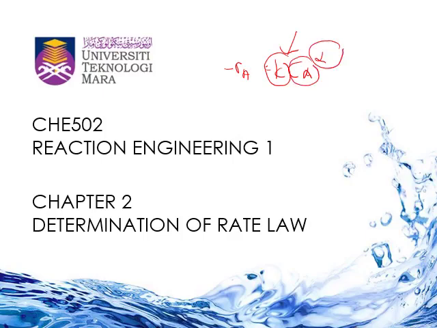Alpha here is the reaction order. If alpha is equal to 1, the reaction order is 1. If alpha is equal to 2, the reaction order is equal to 2. So determination of rate law means that you are going to determine the value of k and the order of the reaction, alpha.